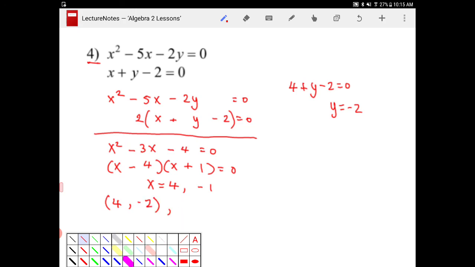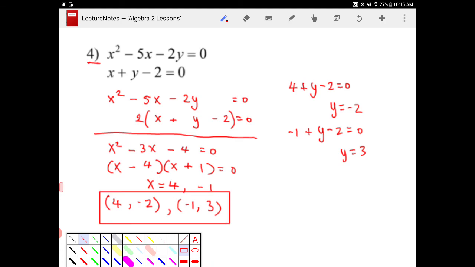My second coordinate, I'm going to again repeat this. So I have negative 1 plus y minus 2 is equal to 0. Or in other words, y will equal 3. So my second solution is negative 1, comma, positive 3.